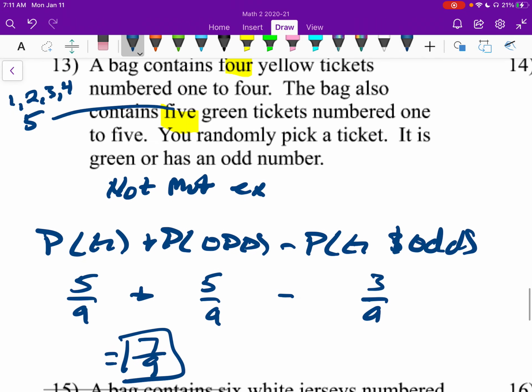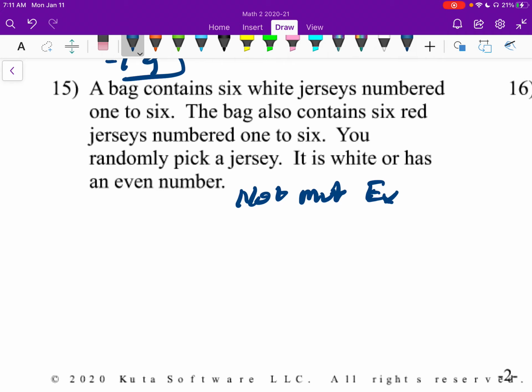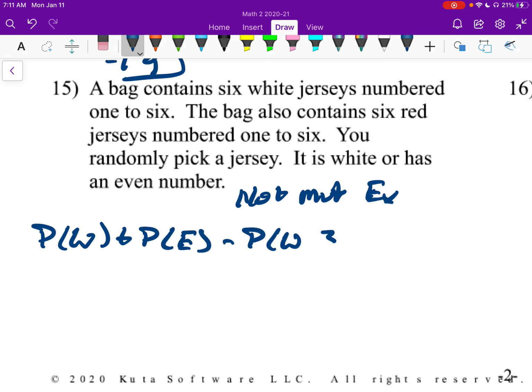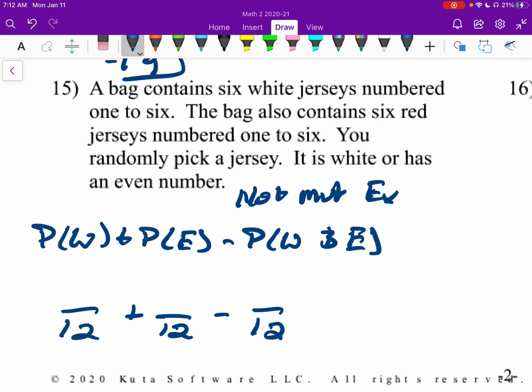All right, did I write that for the last one? Yes, I did. All right, we want white or even, so probability of white plus probability of even minus probability of white and even. I like this one because it's 6 and 6, so I know the odds and evens are split up in half. Total, we have 12. We have 6 white, and then we would also have 6 evens, right? 3 from each. And then we have 3 white even numbers. So this will be 9 out of 12, which is 3 out of 4.